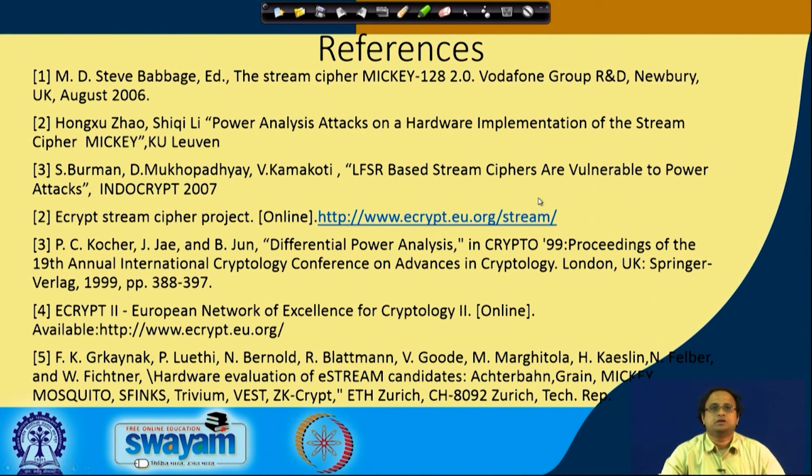Here are some references which we have followed from the book for this discussion. In particular, reference 3 is the paper that I referred to when I was talking about the linear feedback shift register, the Fibonacci LFSR in particular, whereas there are some other references which talk about power attacks on stream ciphers. For example, this second reference is on a power analysis attack on hardware implementations of the stream cipher Mickey, which we redid and exhibited here.